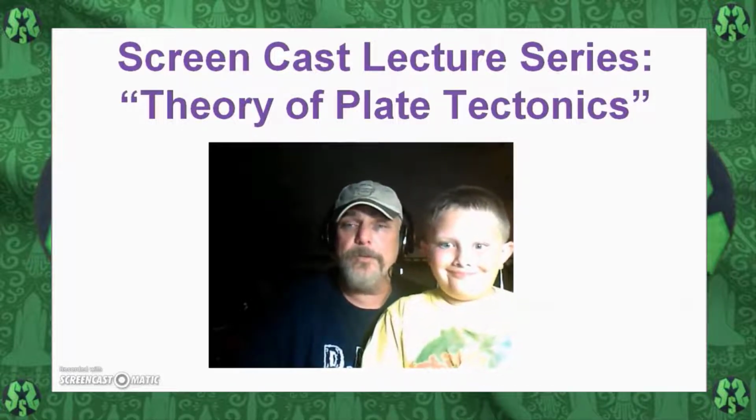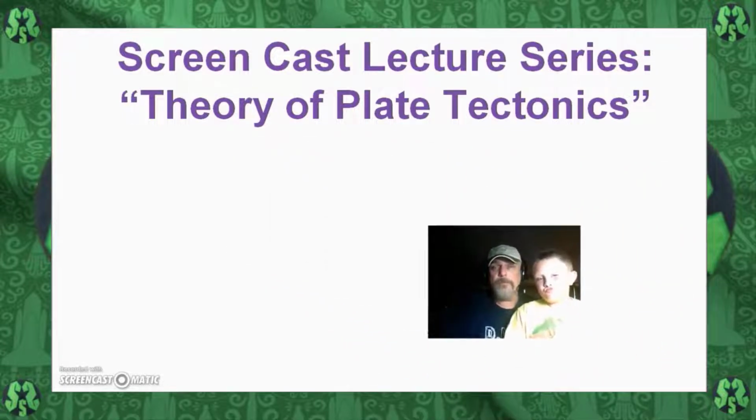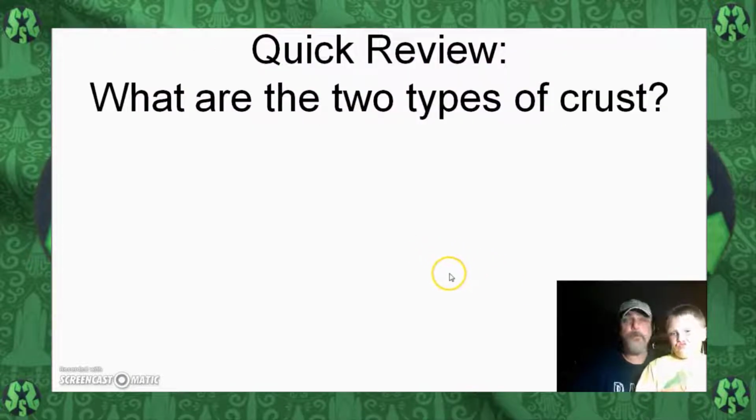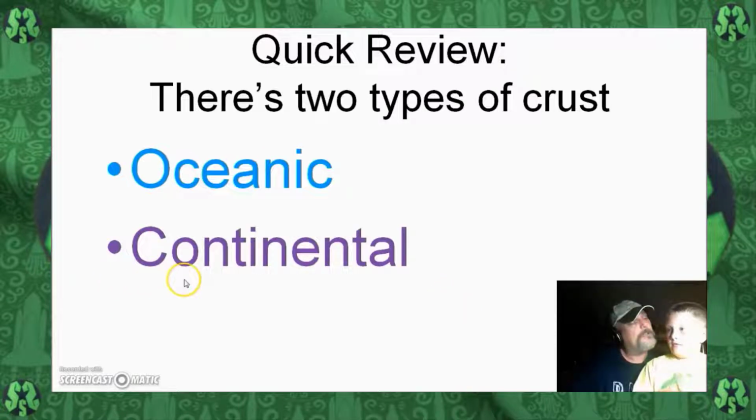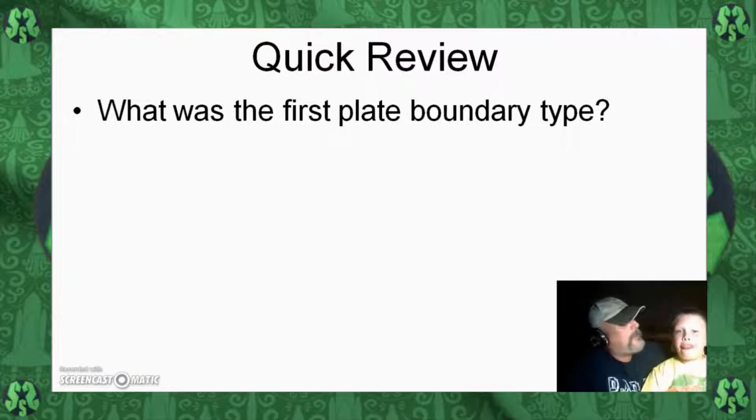Now, before we get into the new convergent boundary talk, let's have a quick review about a couple of very important concepts from the previous lecture. The first thing is, what are the two types of crust? Do you remember the two types of crust? The first type is oceanic, and obviously this is going to be the type of crust that's found under the ocean. And then next is continental. Really need to remember. Now, the first plate boundary type that we talked about last time.